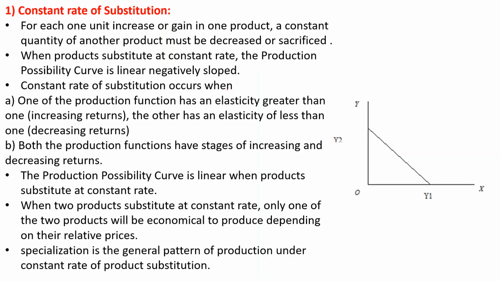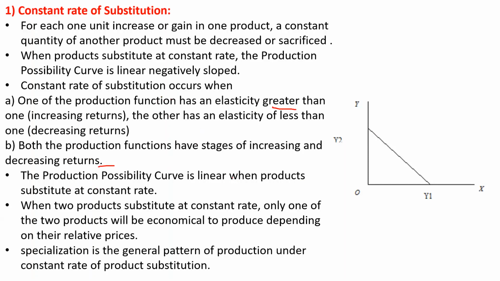Now, constant rate of substitution occurs when one of the production functions has elasticity greater than 1 and the other has elasticity less than 1. There are two possibilities for having constant rate of substitution. In that, first possibility क्या है, अगर एक production function की elasticity greater than 1 है और दूसरे की elasticity less than 1 है, तो उस केस में constant rate of substitution पाया जाएगा. And if both the production functions have stages of increasing and decreasing returns, जो भी दो हमने प्रोडक्ट्स लिए उसके प्रोडक्शन फंक्शंस के इंक्रीजिंग एंड डिक्रीजिंग रिटर्न्स में है तो उस वक्त कांस्टेंट रेट ऑफ सब्स्टिट्यूशन दिखता है.